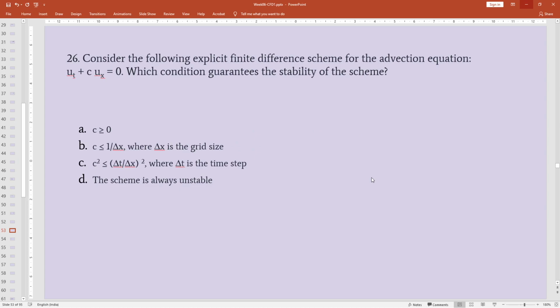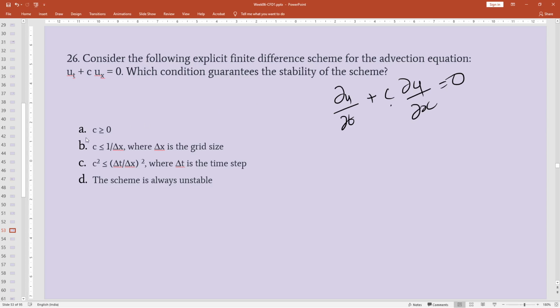Next question. Consider the following explicit finite difference scheme for the advection equation u_t + c u_x = 0. Which condition guarantees the stability of the scheme? Option A, c greater than or equal to 0, that is a positive value of c. Actually, this is the advection equation, where you write it as ∂u/∂t + c ∂u/∂x = 0. This is our equation, and c is the advection velocity.